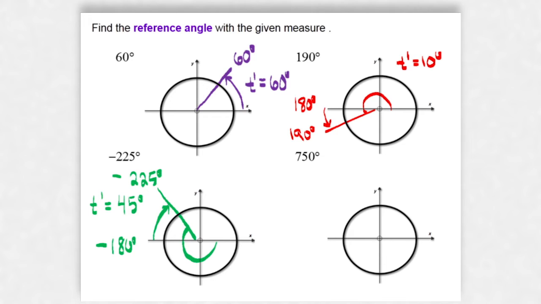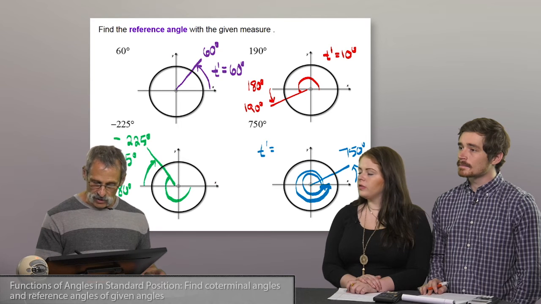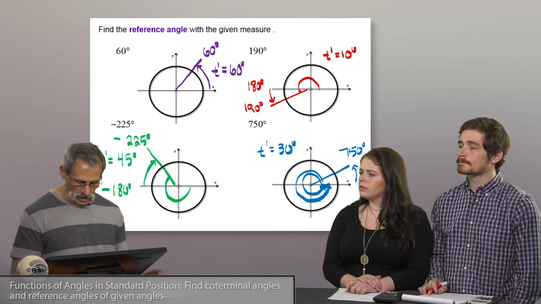And for the last one, 750 degrees, what color do we want? How about blue? All right. If I take a look at my rotation for 750 degrees, all the way around would be 360. Another rotation would be 720. How much further would I have to rotate? 30 degrees. So there's my rotation of 750. From the way I phrased it, I think you know the answer. What's my reference angle going to be? 30 degrees, the rotation from the x-axis up to that angle.